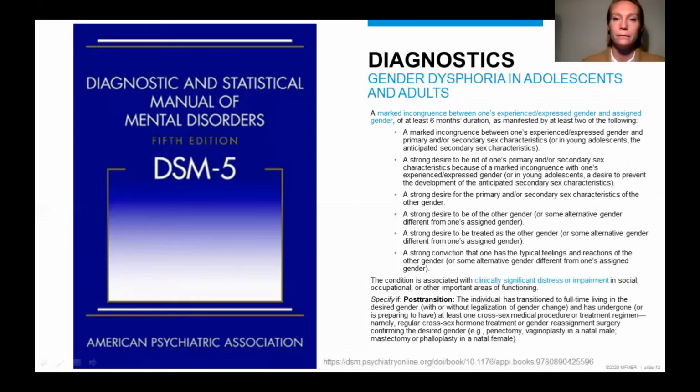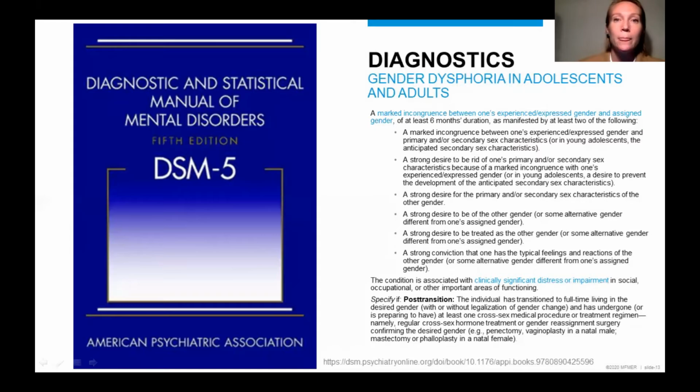Now, this is the criteria for adolescents and adults. It does look very similar to the criteria for children. You won't see some of the references to play or to fantasy that you saw in the child criteria, but you see the same marked incongruence between one's experienced or expressed gender and their assigned gender or sex, and at least 6 months duration. And then many of the same strong desire for having secondary sex characteristics that align with their desired gender. Again, we'll touch on this clinically significant distress or impairment.